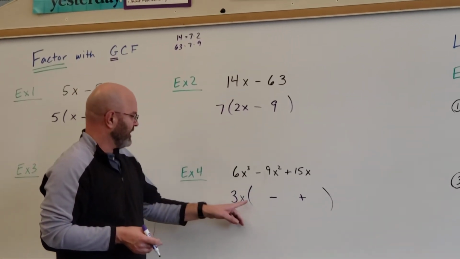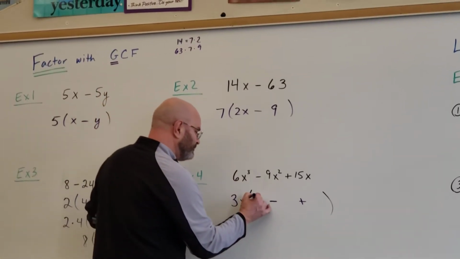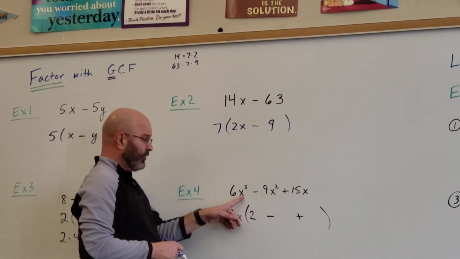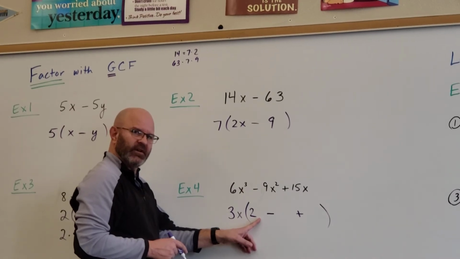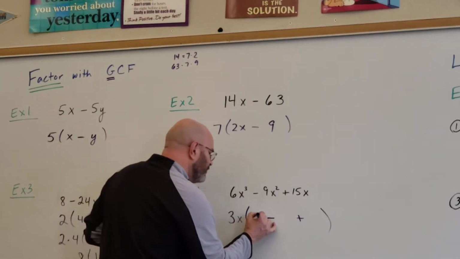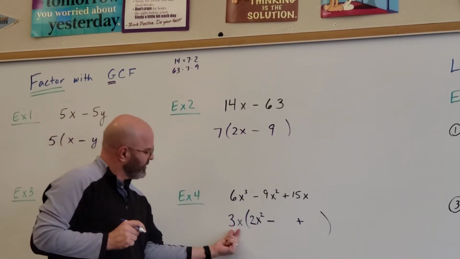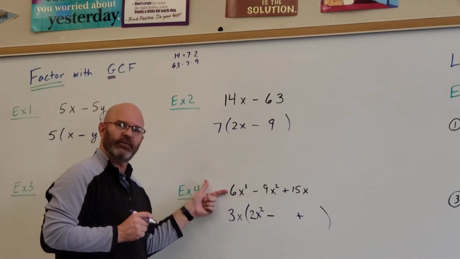So 3 times what number gives us 6? Well, that's simply 2. And I pulled out one x, and there's 3 here, so how many more x's would have to be there? The answer to that question is 2. So 2x to the second is our first term. If I multiply 3x times 2x squared, I do get 6x to the third.